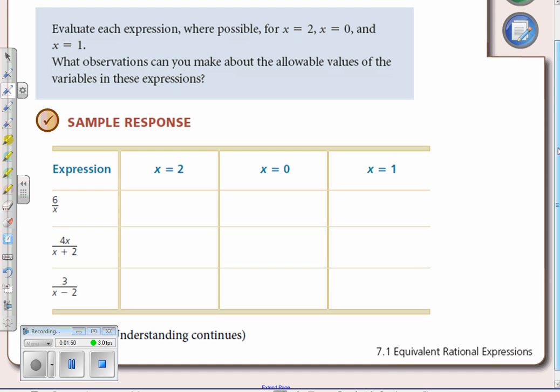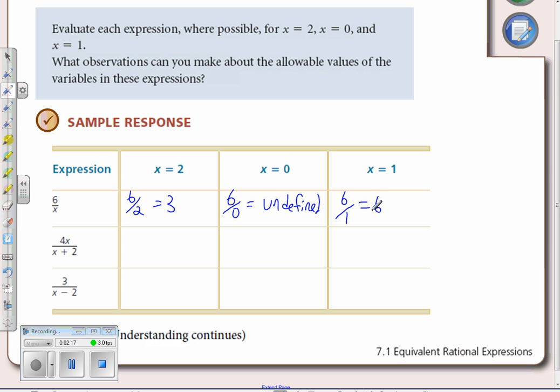Evaluating these. If we plug in a 2, we're going to get 6 over 2. That's going to be equal to 3. No problems there. If I put in 0 now for that x, we've got 6 over 0. Problem, that's undefined. Can't divide by 0. If I plug in a 1, I've got 6 over 1. That equals 6. No problems there.